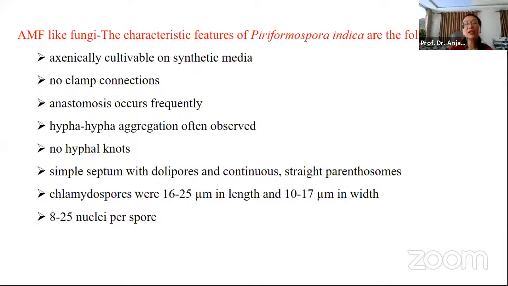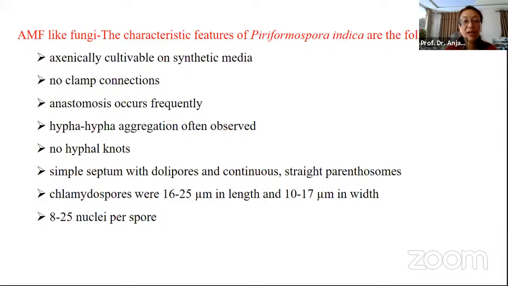However, this Piriformospora indica is growing. It can be axenically cultivated on synthetic media. It doesn't have any clamp connections. Anastomosis occurs frequently, hypha-to-hypha aggregation is often observed, and no hyphal knots are seen. A simple septum with dolipores and continuous straight parenthesomes are seen, and chlamydospores were about 16 to 25 micrometers in length and 10 to 17 micrometers in width. So this is a little bit smaller compared to Glomus mosseae. It has about 8 to 25 nuclei per spore.